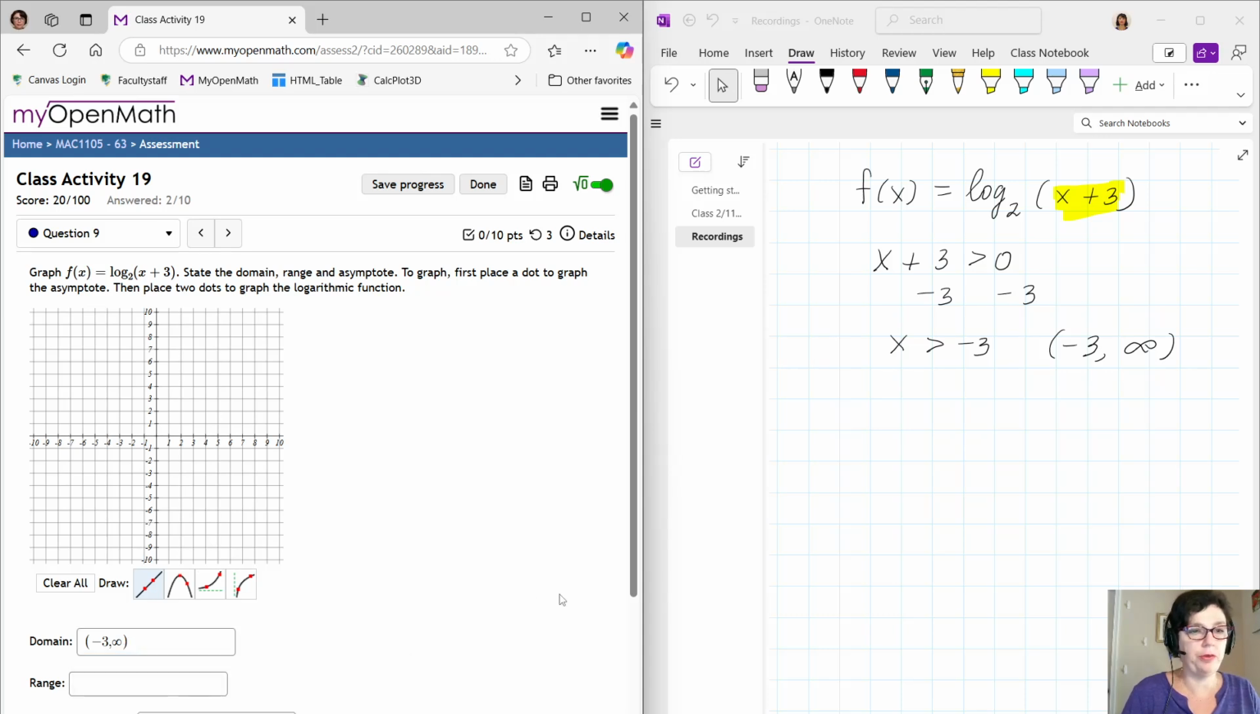Now, what about the range? Remember that logs are powers, and you can have any power you want. You will compute it. So there's no problem. So range is always going to be negative infinity to positive infinity.